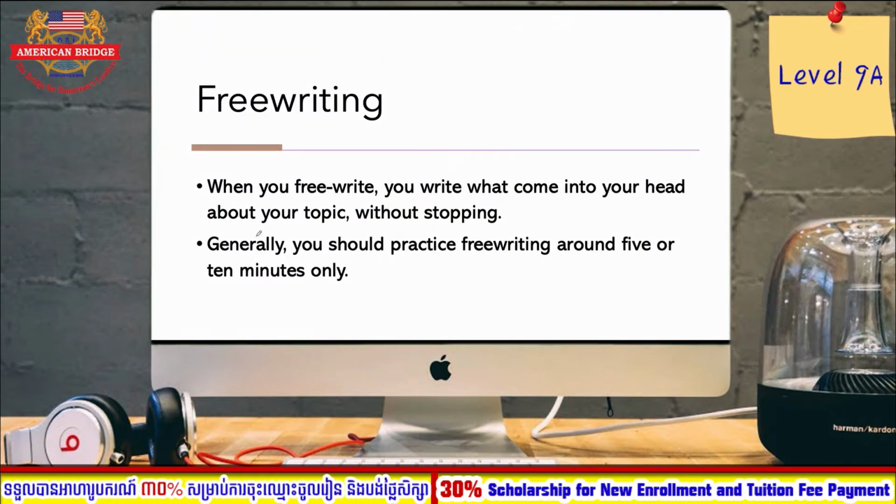And the second strategy or the second technique, which is free writing, is similar to the first draft, but in this one you need to write whatever comes into your head about your topic without stopping. So just write it down. When you see the topic, don't think too much about it. Just write what you can think of.